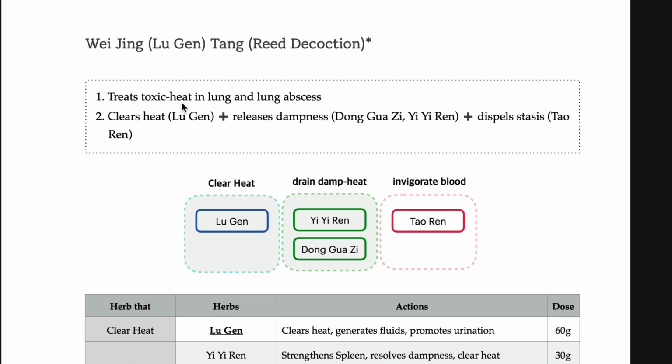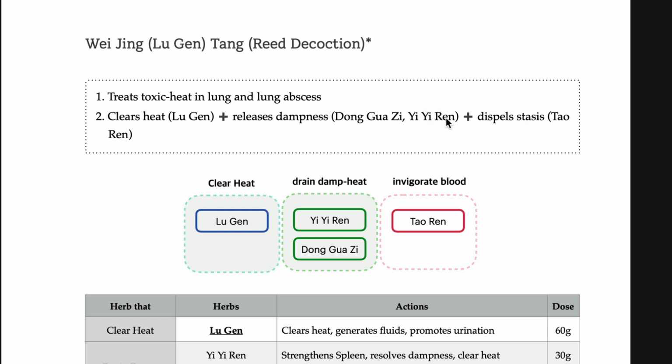So it treats toxic heat in lung and lung abscess. So heat type of respiratory symptoms like phlegm, yellow, sticky, sometimes blood, and abscess with pus. So Jing Tang treats those heat type of respiratory symptoms. And second composition, clear heat with lugan and release dampness with dongguaji and yiren. Okay, dongguaji, winter melon seed, and yiren is commonly used to release the dampness.